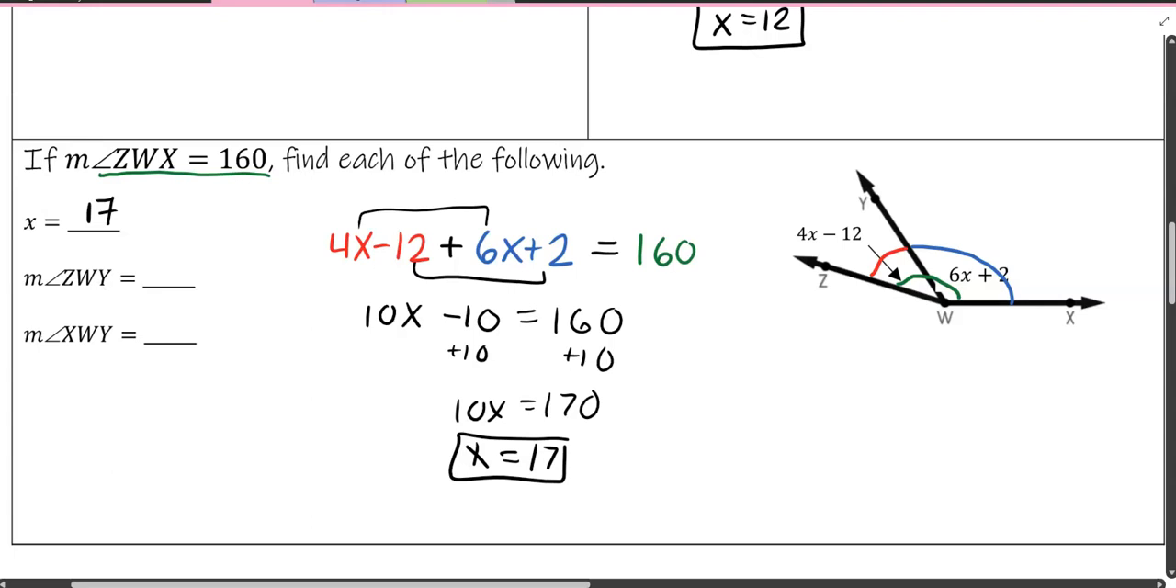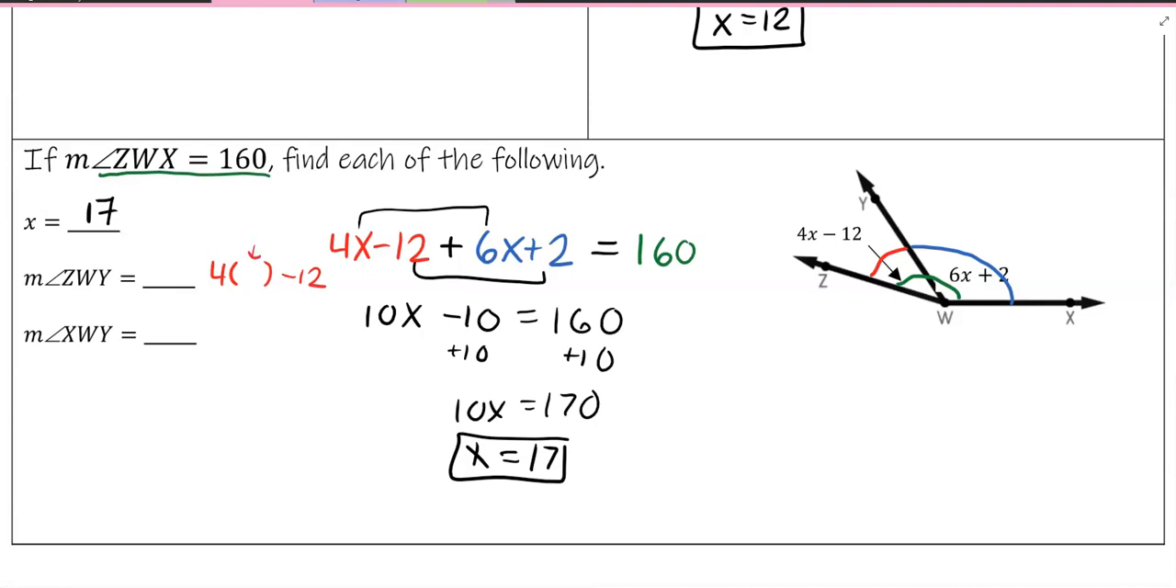Now, in order to find ZWY, if we go back to our drawing here, it is the 4x minus 12. So I'm going to write that, but instead of putting the x there, I'm going to put a 17 there, run that through my calculator, and I get an answer of 56 degrees. Then we're going to take our blue angle, which was 6x plus 2, put the 17 in again, and I get an answer of 104.